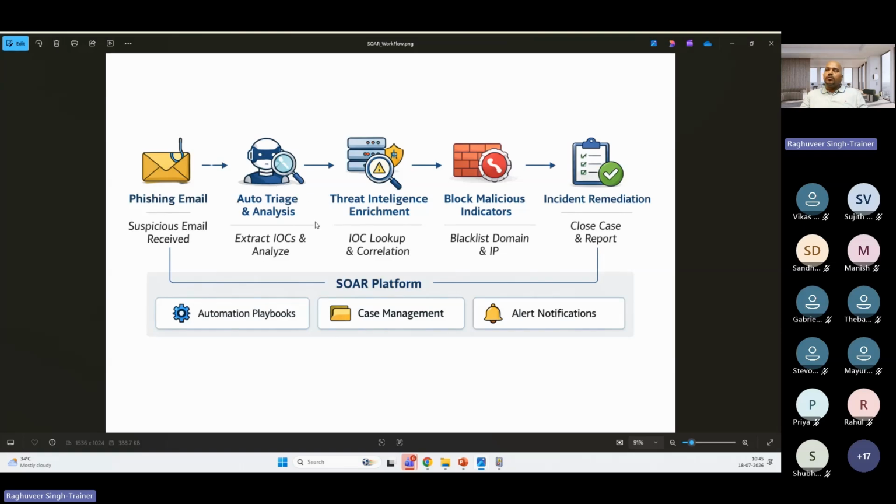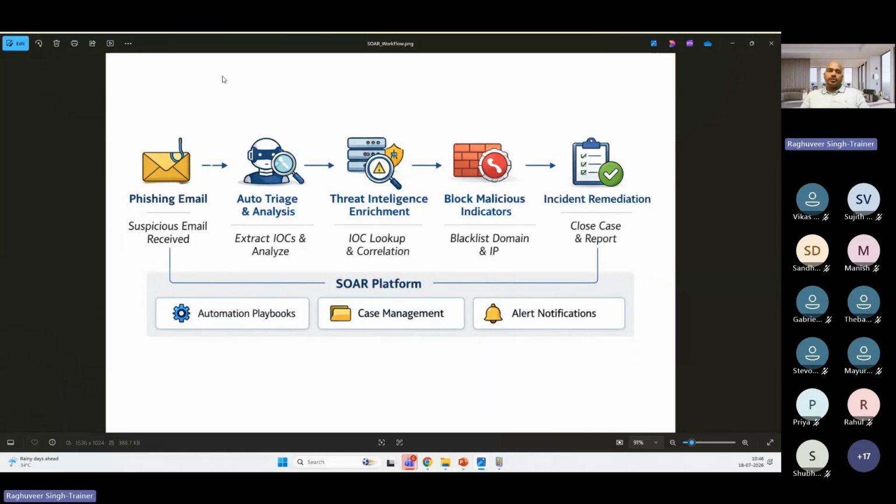SOAR will quickly extract IOCs. It will extract the IP address, domain name, and any additional information from that email and analyze it. As part of the analysis, it will look into threat intelligence and open source intelligence, and decide whether it's legitimate or not. If it identifies that it is non-legitimate, it will proceed further and block the malicious indicators: the IP address, the domain, and the file hash. Then it will close the case and report to the management, probably by generating an email about that activity.